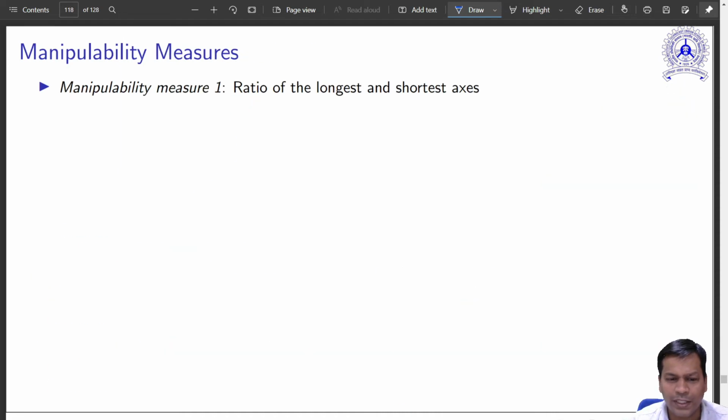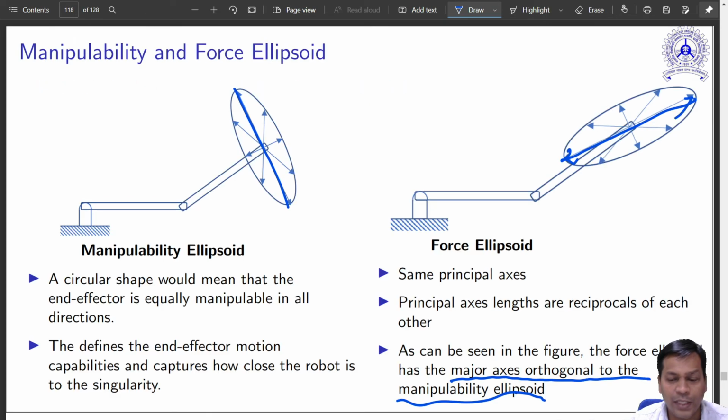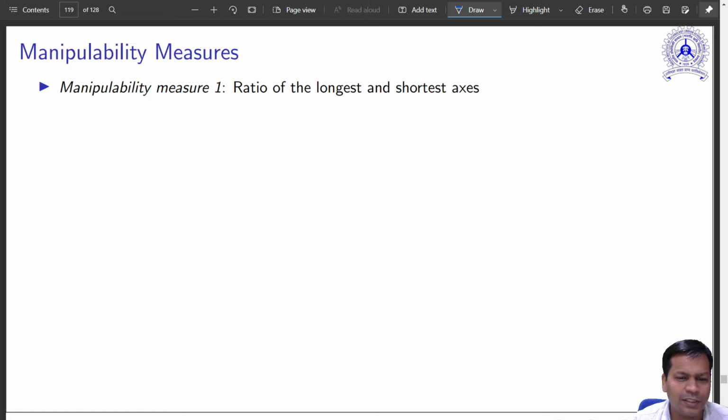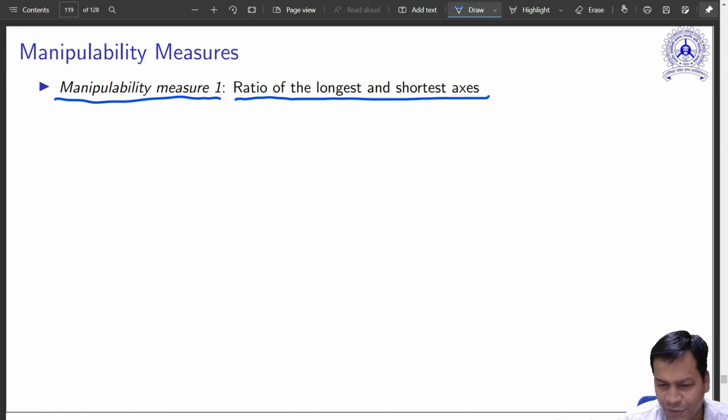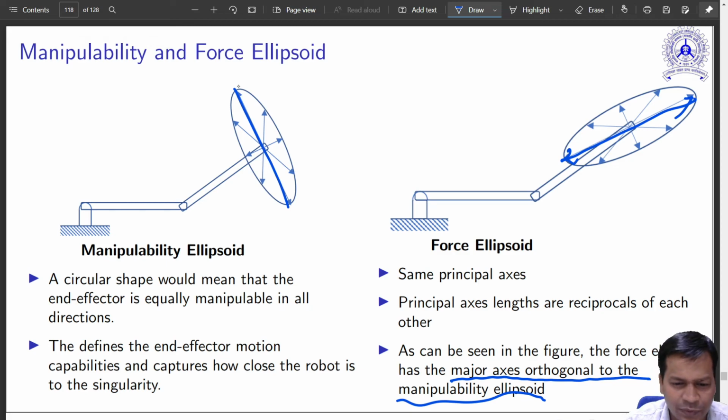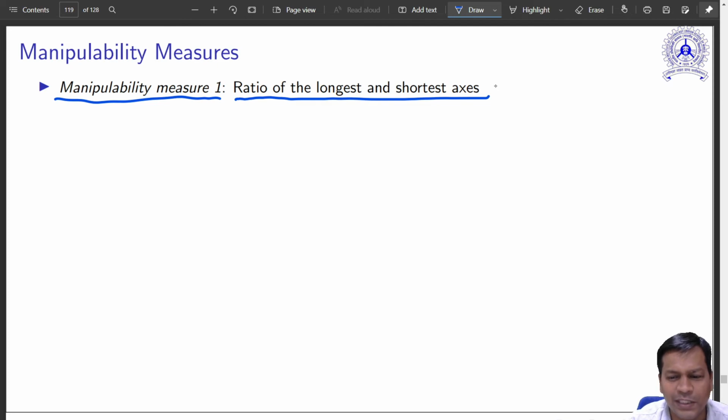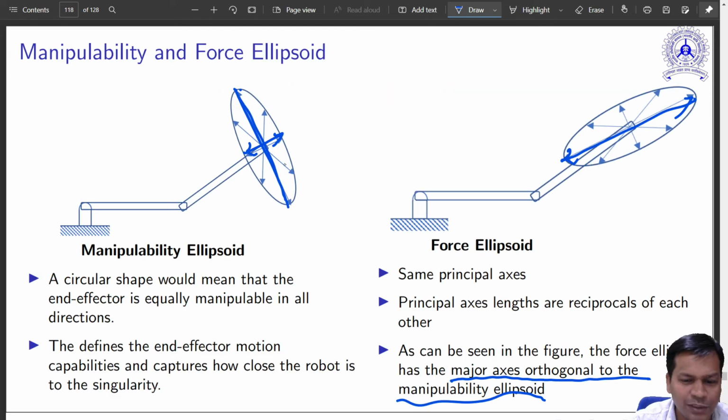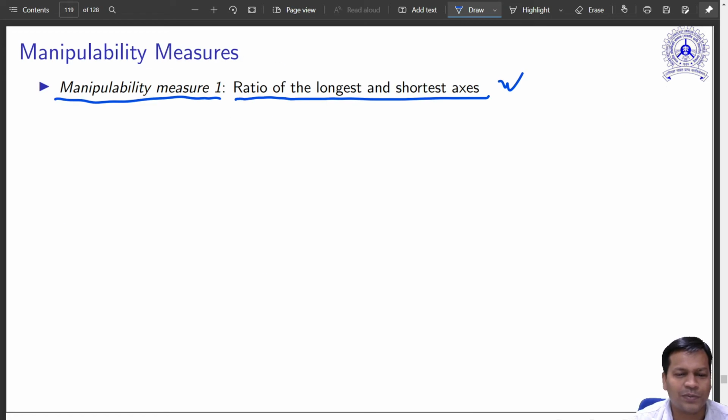That's all. Now there are many terms which are associated, so a few things are the takeaway. Manipulability measure 1 is the ratio of the longest to the shortest axis. If that ratio is maximum, that means the robot is reaching, it is going to infinity, it has reached the singular space. So that is one way of measuring manipulability.